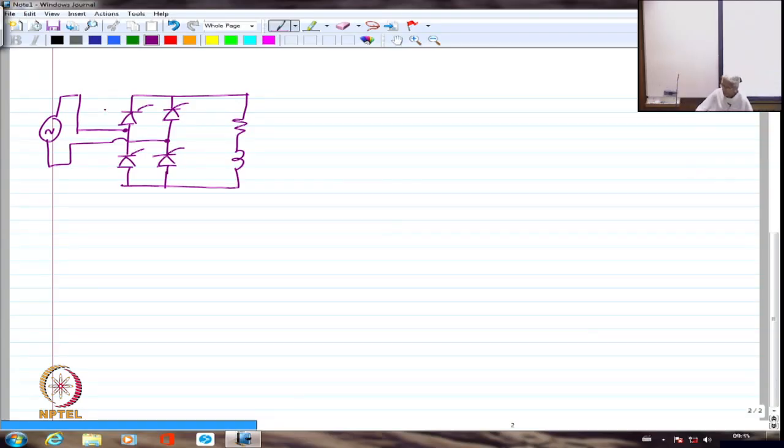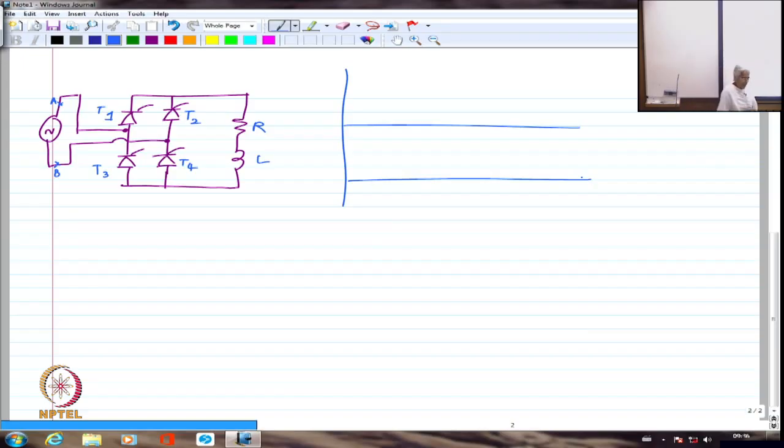So in this case, we numbered these as 1 and 4, and we call this as T2 and T3, and we call this point as A and this point as B, and we said this is an RL load. Just to reiterate, we essentially drew different waveforms, that is the supply voltage, load voltage, supply side current and load side current. These are the things we drew.